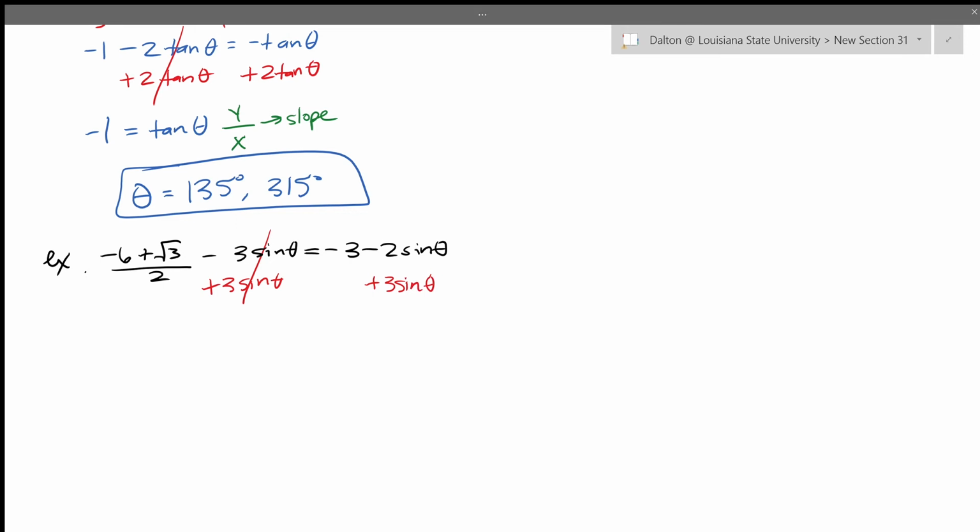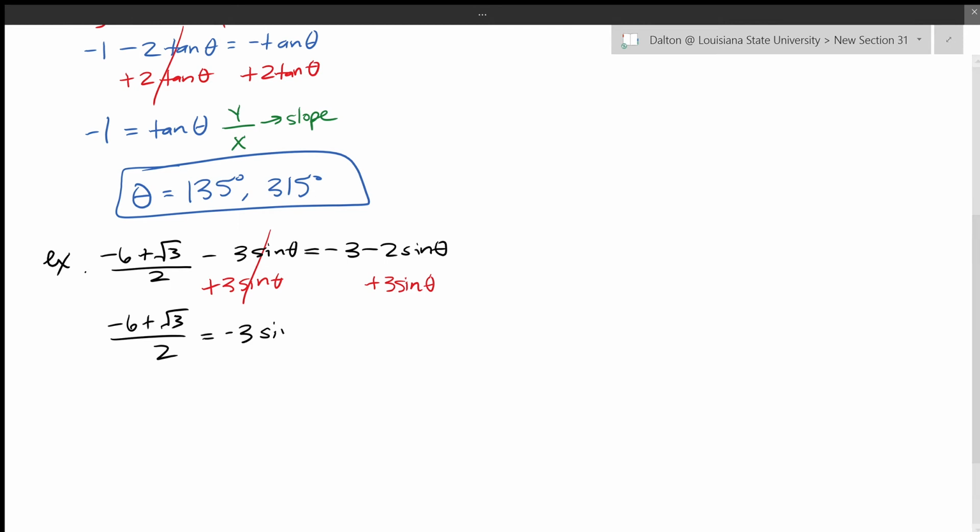And it's going to leave me with negative 6 plus square root of 3 all over 2. I canceled out my sine theta value, which is equal to negative 3. Negative 2 plus 3 sine theta is a positive. Oh wait, that's not times. Don't forget about your operations. You don't just want to leave your operations out in the dust.